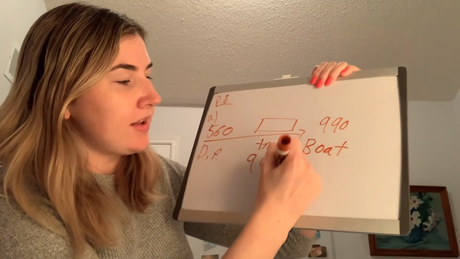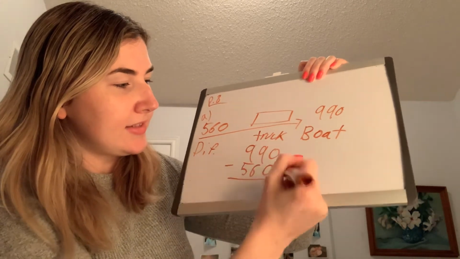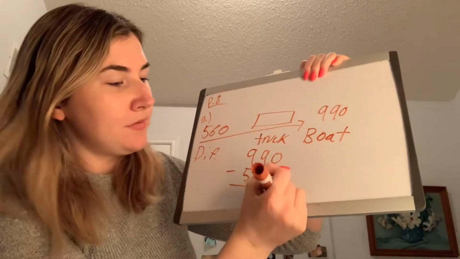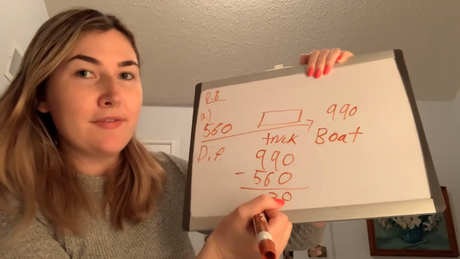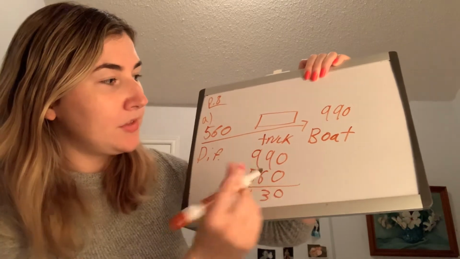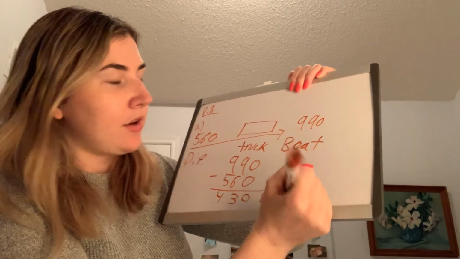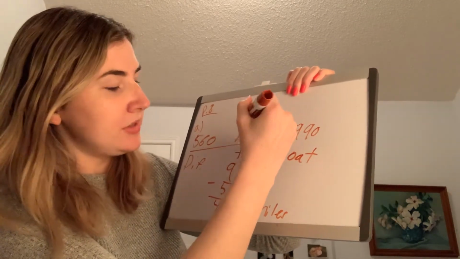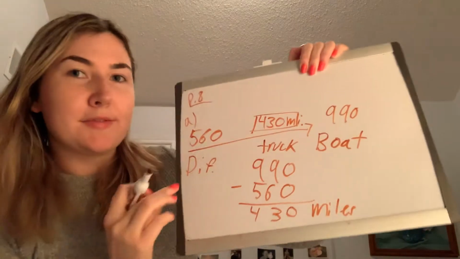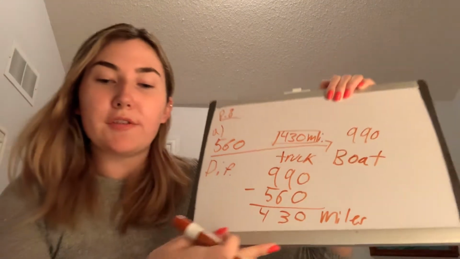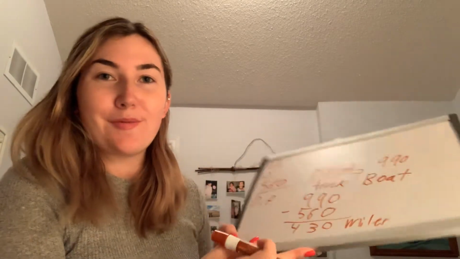We have 990 minus 560. So you have 0 minus 0, 9 minus 6 is 3, and 9 minus 5 equals 4. So the truck traveled 430 miles. You can make sure we're including our measurements. So include 430 here, miles. So there is solving for our first number family. So you can pause here and work on B on your own and come back for 9 when you're ready.